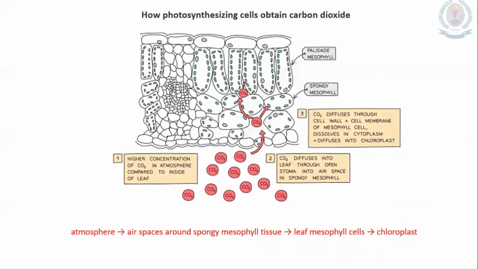Now again, this is a cross section of the plant leaf. You can see the stomatal pores and the intercellular spaces which are present in the spongy mesophyll, through which carbon dioxide can be diffused. In the same way, the produced oxygen can be diffused to the outside environment via these pores.